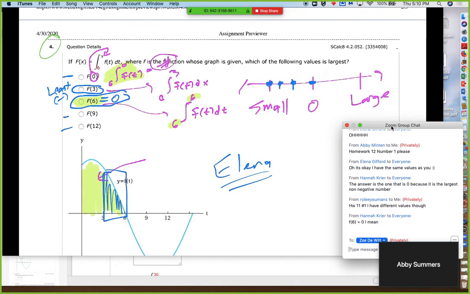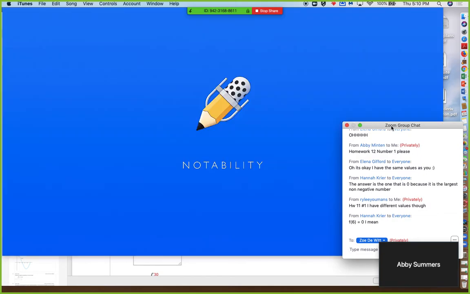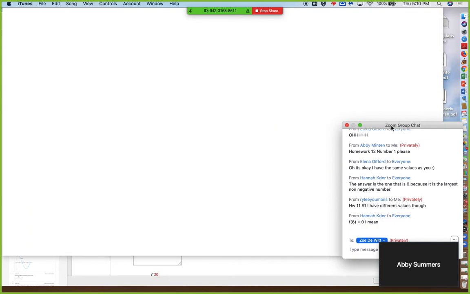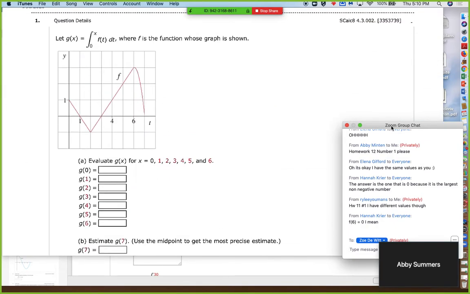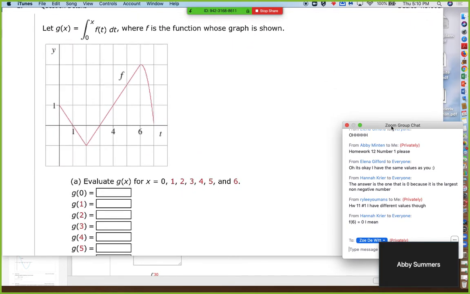Good. The next one was 11-1, homework 12, number 1. You got it. Flipping over to homework 12. It's number 1. That's weird looking. Good. Same kind of thing, but I think this one's easier to read. So you're hitting the same theme as the one that Elena was asking about.